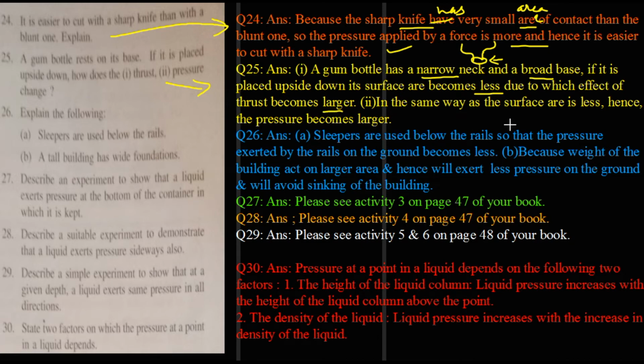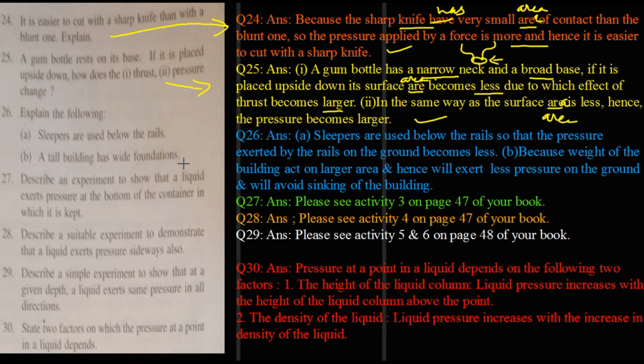In the same way, the surface area is less, this is the area, hence the pressure becomes larger, right? So the thrust effect will become larger here. In the same way, pressure would also become larger due to less surface area. This is the area, right?